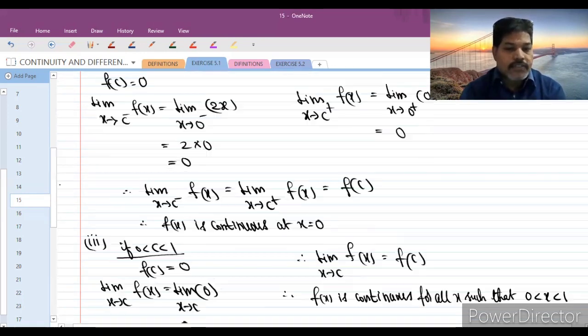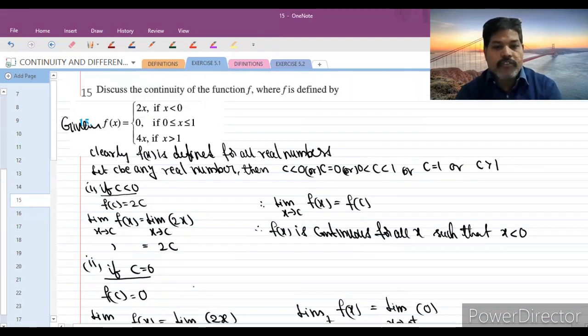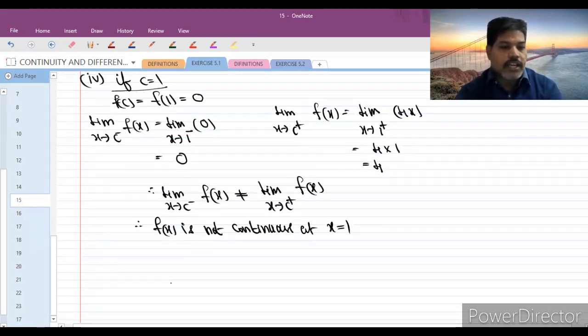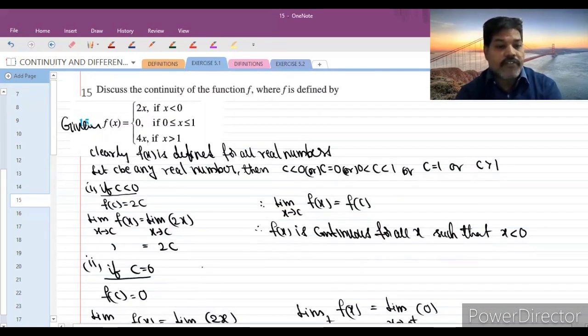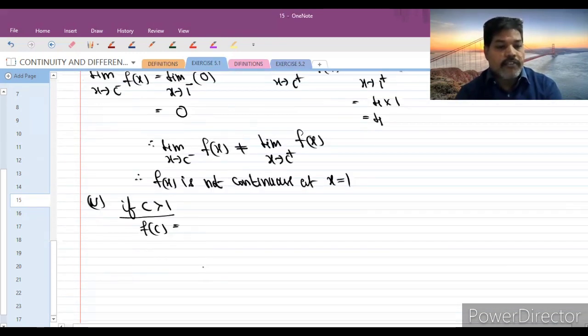So the final case, what is case number 5? Case number 5 is c is greater than 1, meaning x is greater than 1, and the f of x value is 4x. If c is greater than 1, what happens? f of x is 4x, so automatically the f of c value will become 4c.